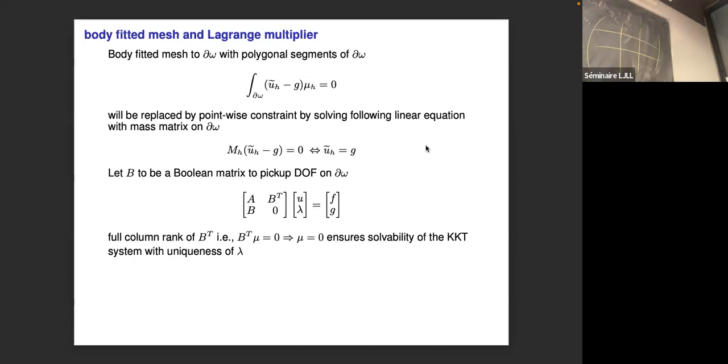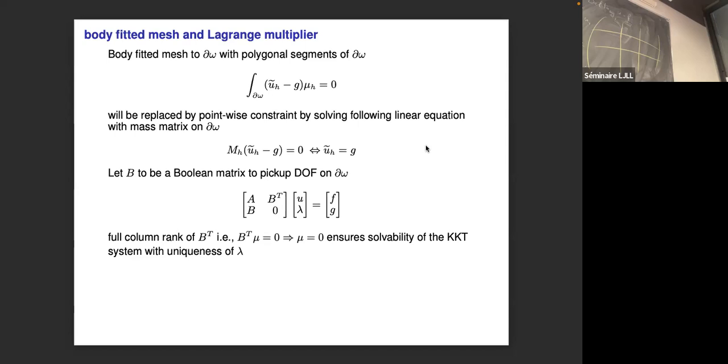The other way to think about the Lagrange multiplier is to put the data pointwise on the boundary. If we know the boundary exactly, and where the degree-of-freedom points are, we can impose the data pointwise by using the Lagrange multiplier. Here B shows a Boolean matrix indicating where the degree-of-freedom points are. And in this case, the mixed function is very simply understood as the randomness of mu.